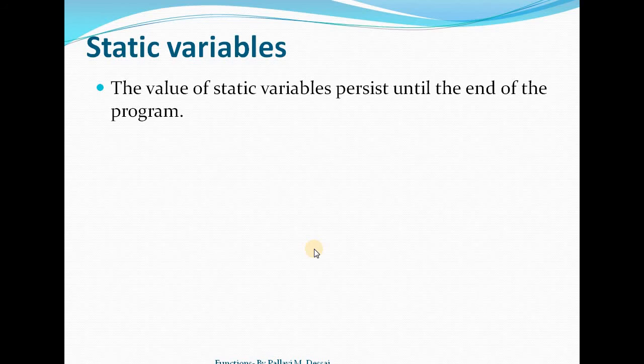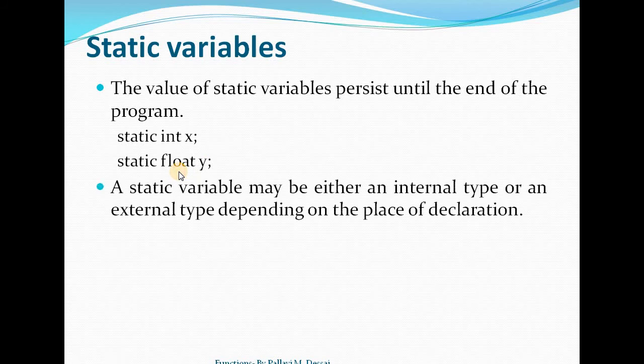The value of static variables persists until the end of the program. Now if you want to specify that a particular variable is of static storage class, we have to use the keyword static. So in this example you can see x is a static variable of type integer and y is also a static variable of type float. A static variable may be either an internal type or an external type depending on the place of declaration. So if you declare it inside void main, it will become an internal static variable, and if you declare it in the global declaration section, it will become an external static variable.